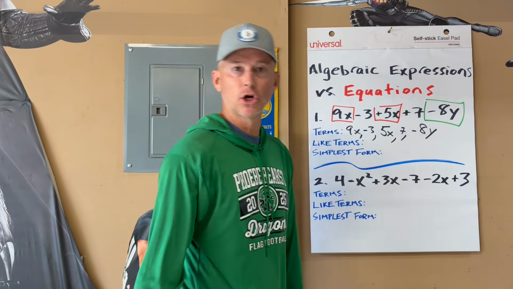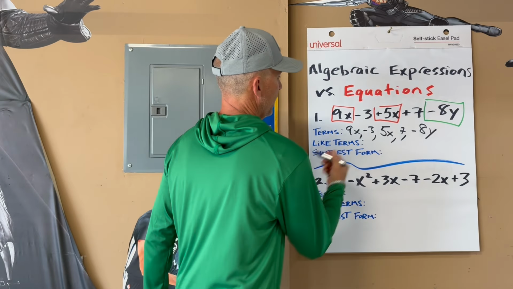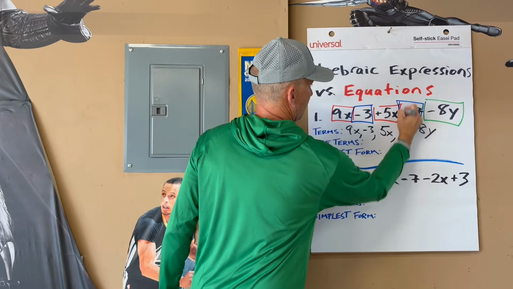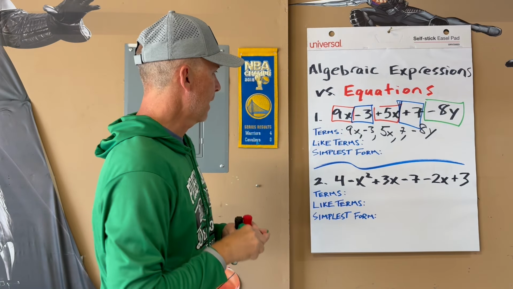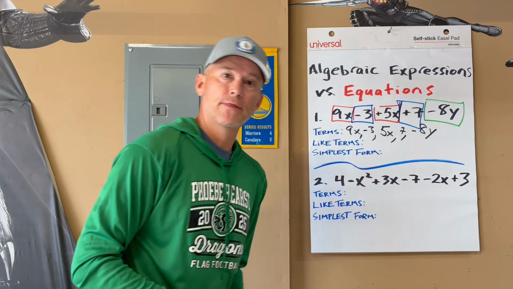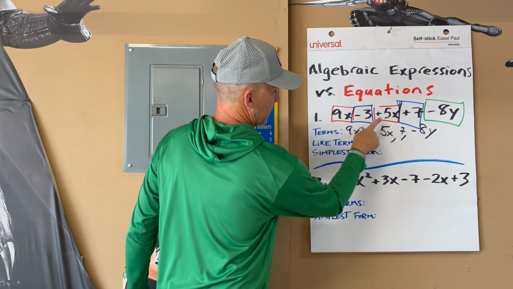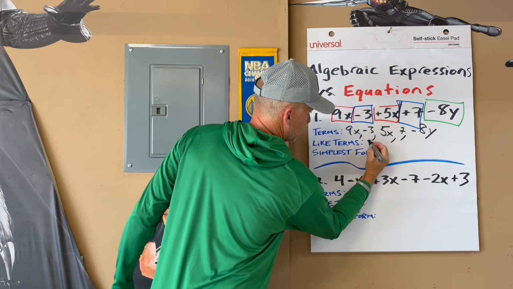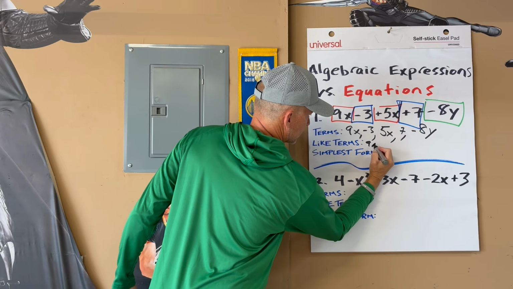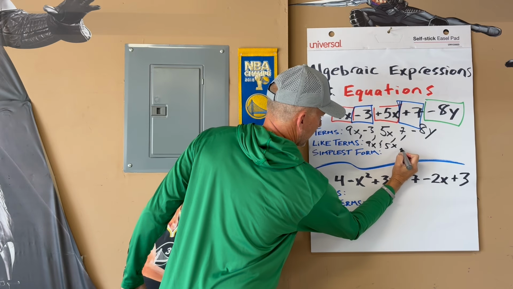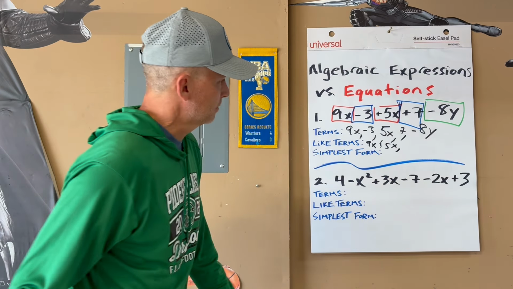They don't have any letters, so they are also like terms. Okay, I told you our math was going to be pretty. Now we have to find the like terms, which means the ones that have the same colors. So we have positive 9x and positive 5x. Okay, those are like terms.